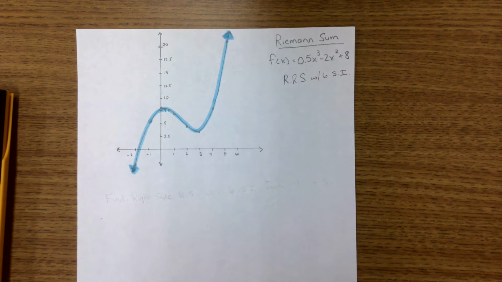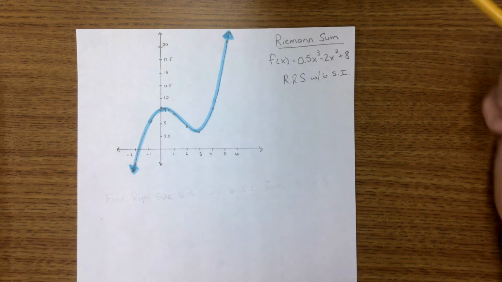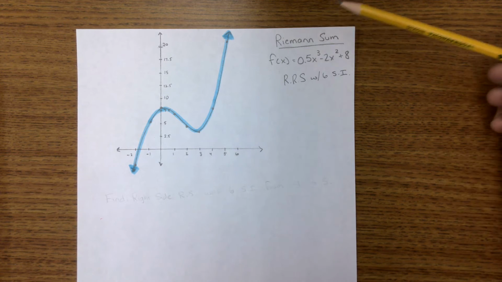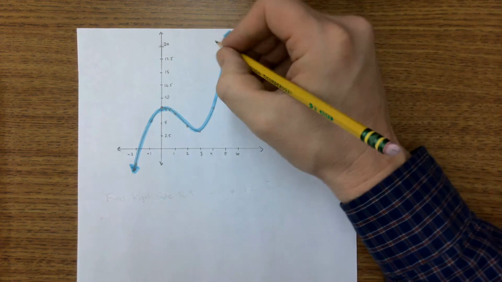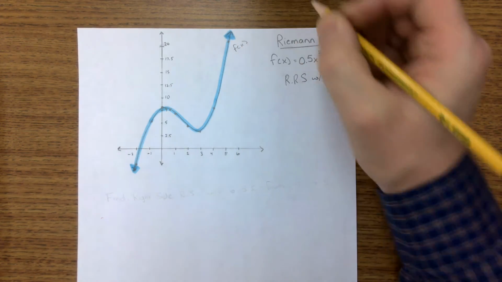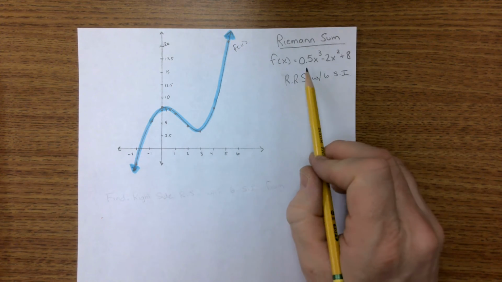All right, hello everyone, this is Mr. Crozier, and I'm going to show you how to do this one sample problem here. It is a Riemann sum problem with a given function, and the function is already drawn for us. You could go to Desmos or graph that on a graphing calculator, but here's the function.